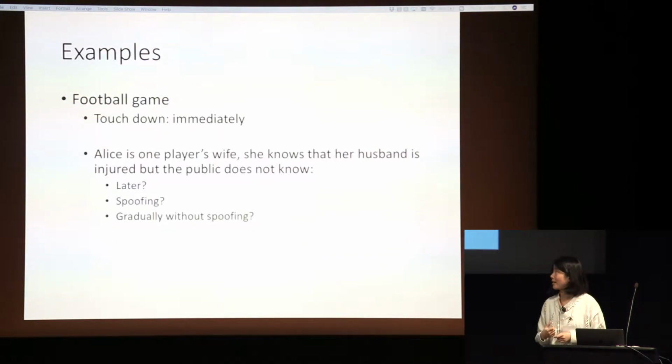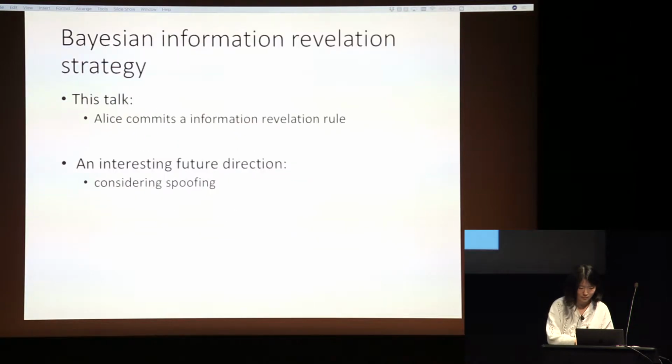And let's see a tricky case. Alice is one player's wife and she happens to know a secret, that her husband is injured, and other people do not know this. So this is going to be a complicated case for Alice. Should she reveal it later, or should she do some spoofing, lying on her Twitter, or should she gradually reveal it without spoofing? In this talk, we focus on the third option.